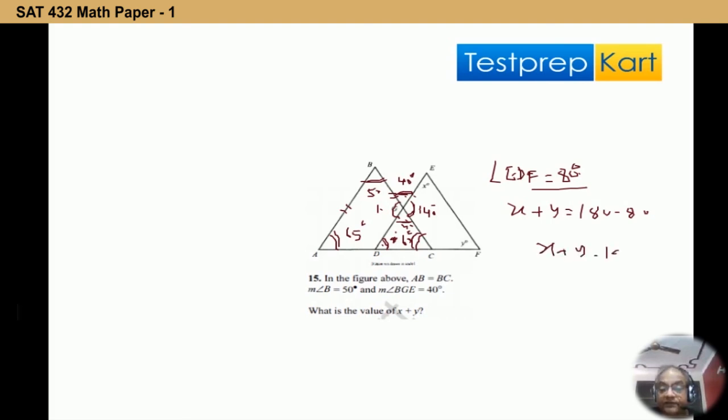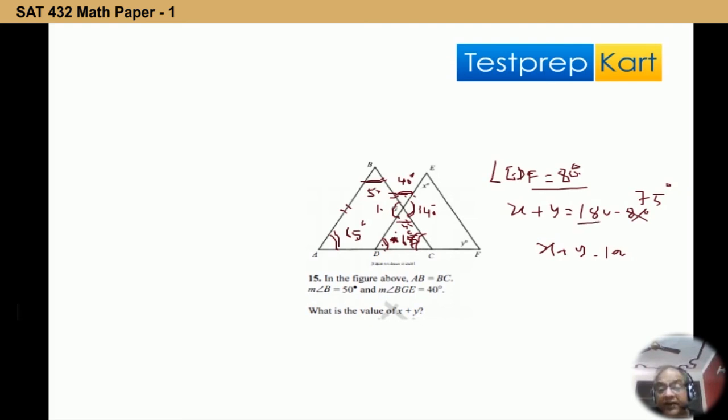So this angle is given as 50, and this is 40, so this is also 40, 65, 65, sorry, this is 65, this is 40, so 105 means this should be 75, not 80, this is 75 degree. 65 plus 40 is 105, 180 minus 105 is 75, so what is x plus y?